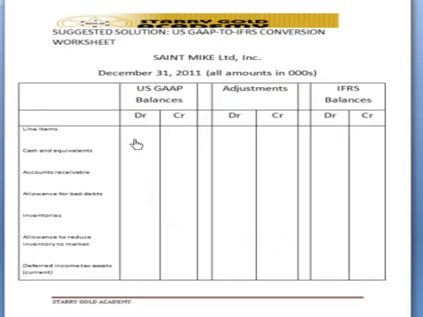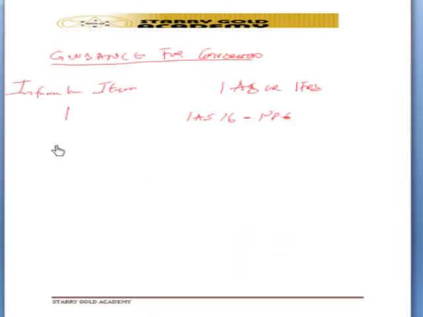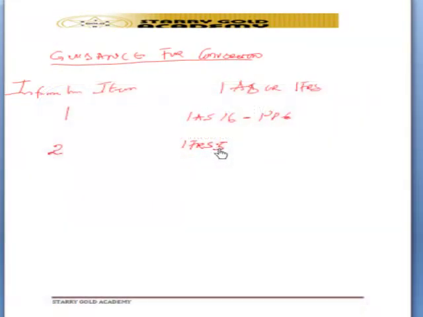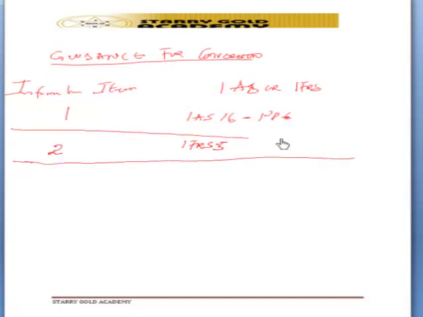So item 2 will be governed by IFRS 5. IFRS 5, which is what? Non-current asset held for sale and discontinued operation. IFRS 5 will take care of that additional information by the time we will be converting it to IFRS.